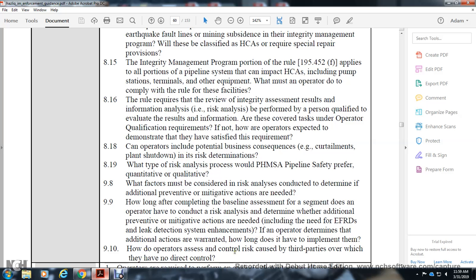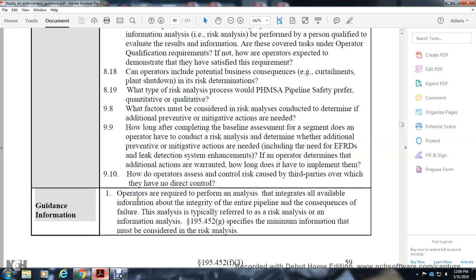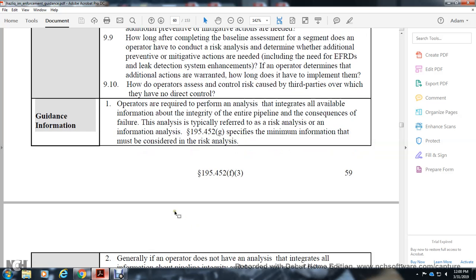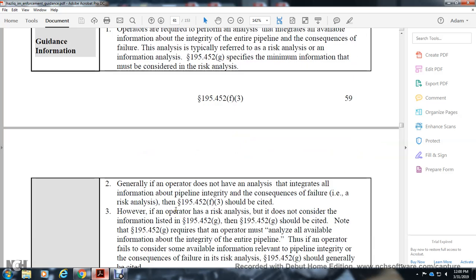9.10: however, the operator should set the control risk of third parties over which they have no direct control. The operator will require the performance analysis, integrity, and available information of the pipeline and the consequence of failure. The analysis typically refers to the risk analysis, and information under 195.452(g) specifies the minimum information that must be considered in the risk analysis. 2, general: if the operator does not have the analysis of the integrity of the information of the pipeline integrity and consequence of failure, 195.452(f)(3) should be cited.